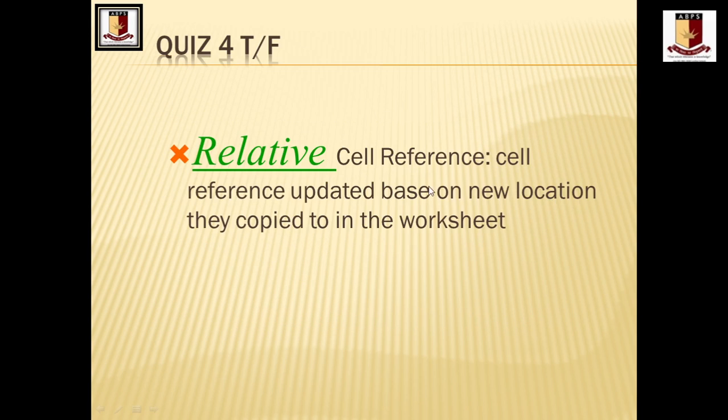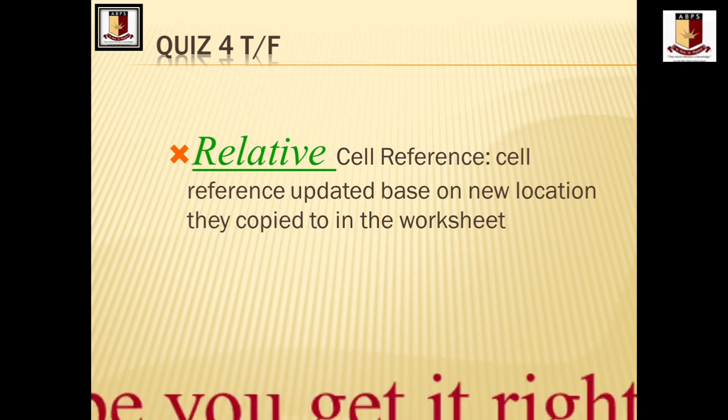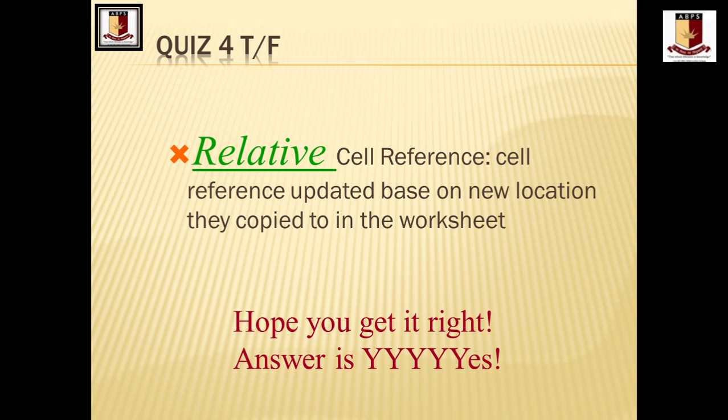Okay, now the next one, relative cell reference. Cell references are updated based on the new location they are copied to in the worksheet. Yes, the meaning of this is that when you copy and paste a formula in another location, the cell reference is updated. Now A1 becomes A2, then A3, and so on. Okay, got it? So these are the different things the chapter covers.